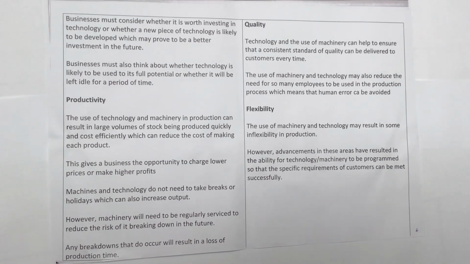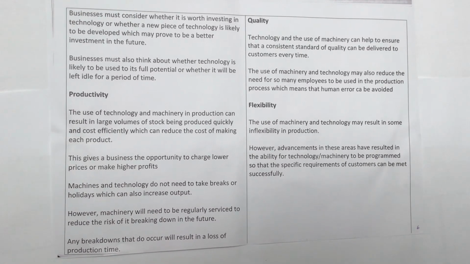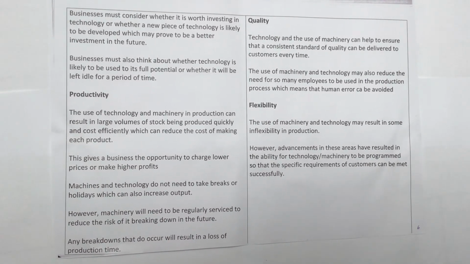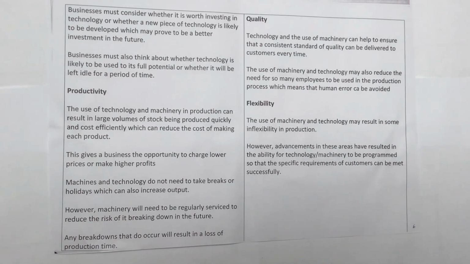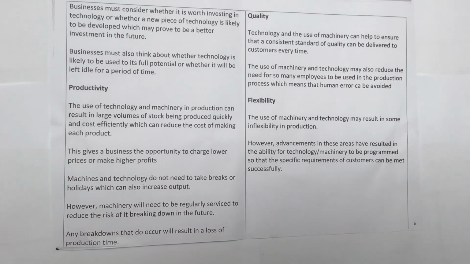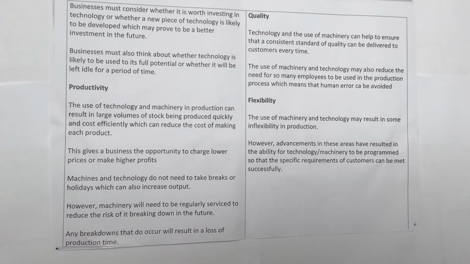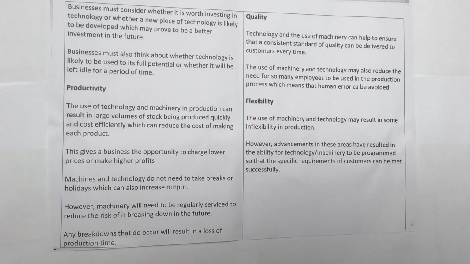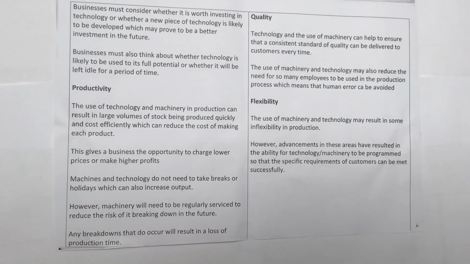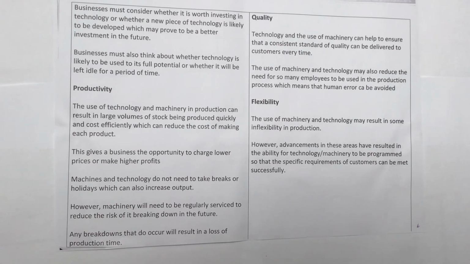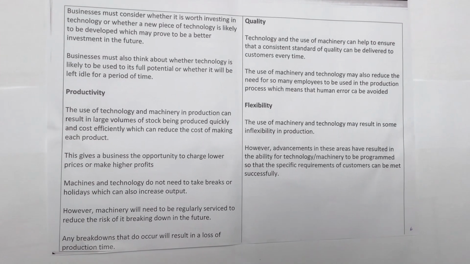Productivity: the use of technology and machinery in production can result in large volumes of stock being produced quickly and cost efficiently, which can reduce the cost of making each product. This gives a business the opportunity to charge lower prices or make higher profits. Machines and technology do not need to take breaks or holidays, which can also increase output. However, machinery will need to be regularly serviced to reduce the risk of it breaking down in the future. Any breakdowns that do occur will result in loss of production time.